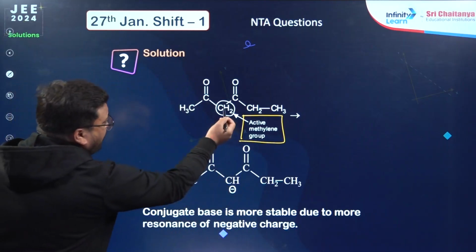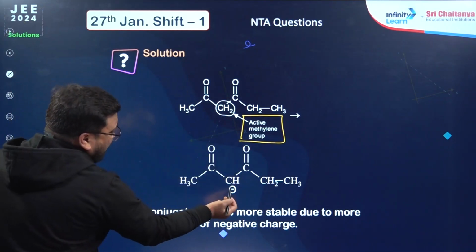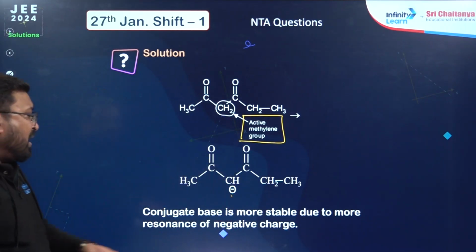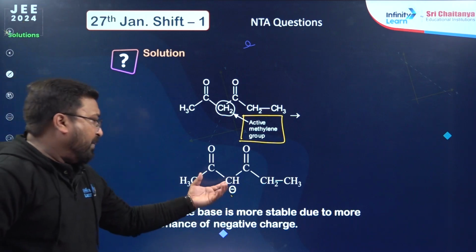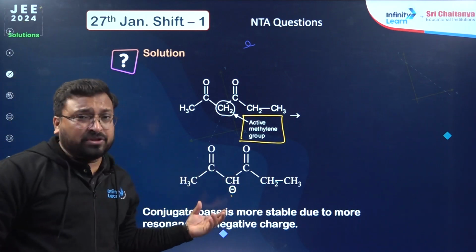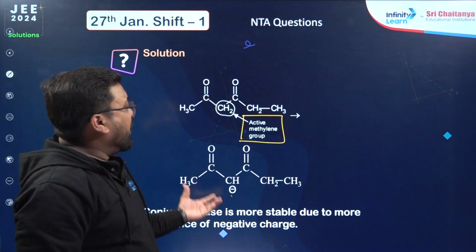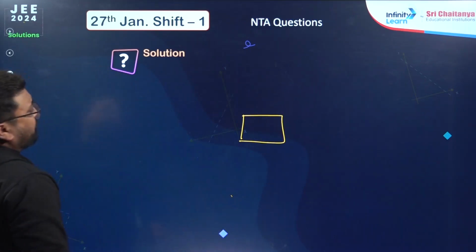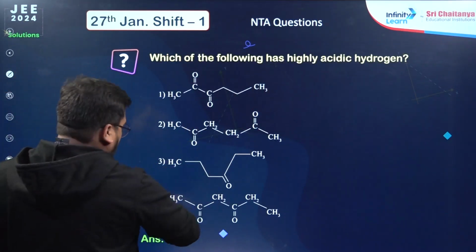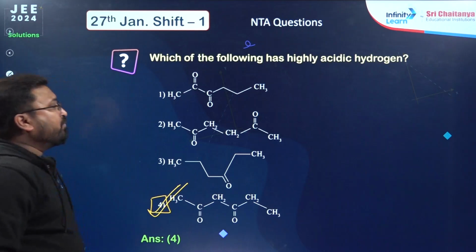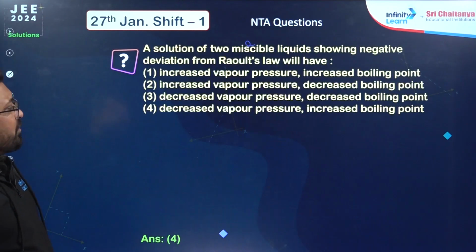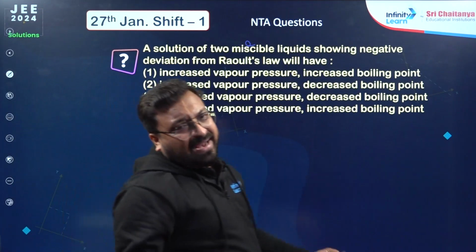After the removal of H plus, it will form this charge, and this charge easily participates in the resonance with these two groups, and that's why this conjugate base is very stable, and the most highly acidic hydrogen will be option number 4. So very easy question. Once again, a direct question.